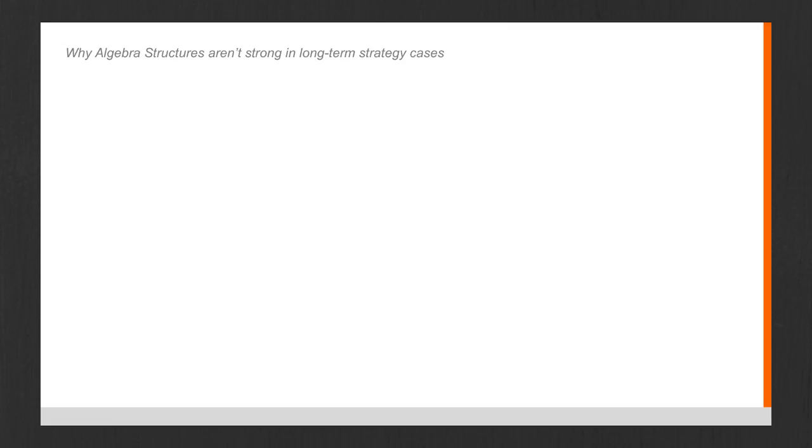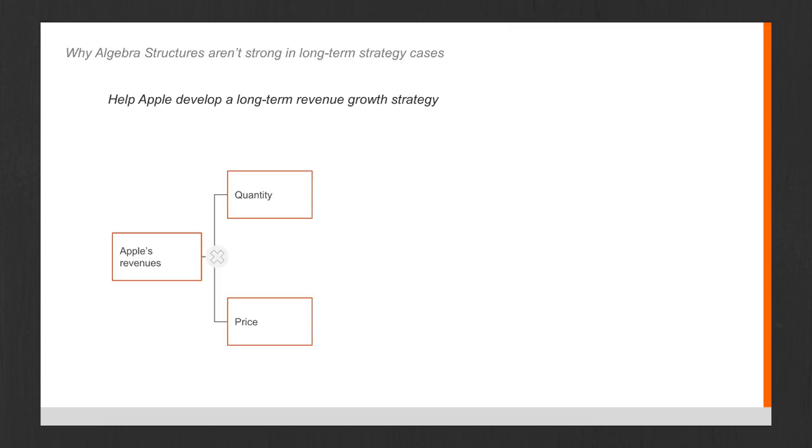And I'm going to explain it through a case. Suppose that I went to a case interview and I got this case. Help Apple develop a long-term revenue growth strategy. So a long-term strategy, complex problem. If I were to use an algebra structure, here's the one I would use. I would break down Apple's revenues into quantity and price.